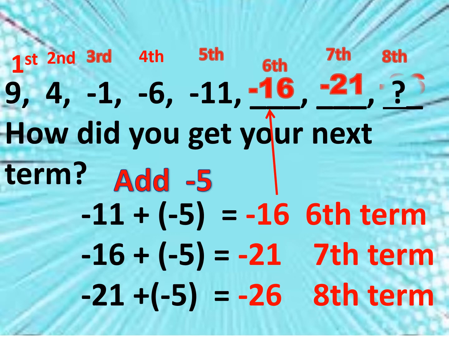So what did you observe? You have to add a constant number to be able to get the next term. And our constant number in this sequence is negative 5.